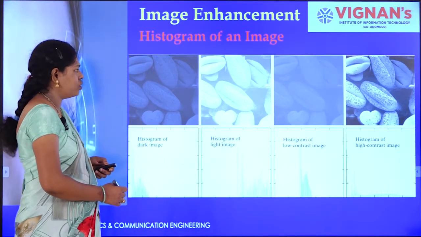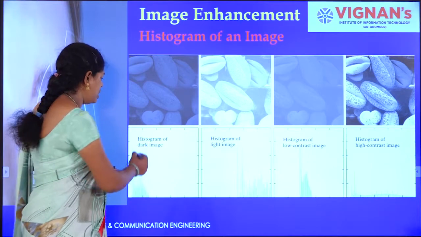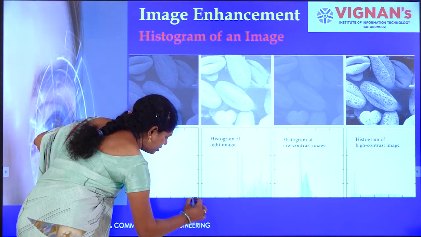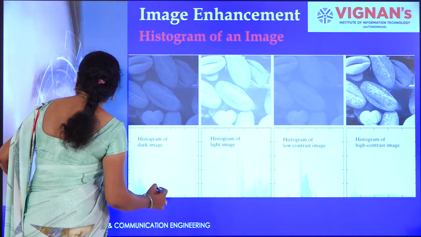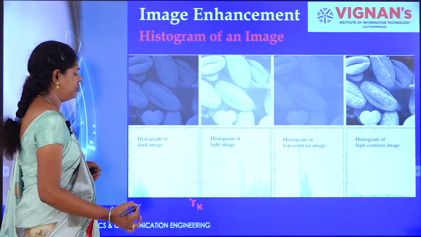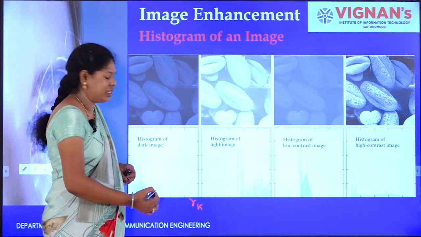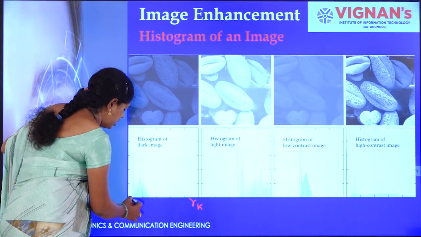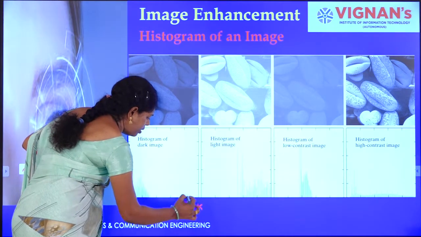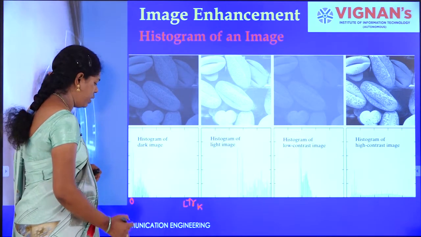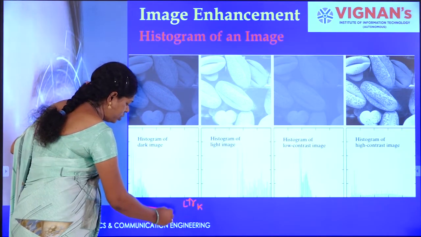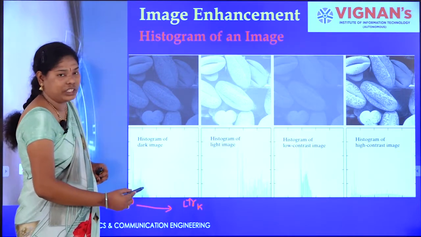Next, see the histogram of different images. A histogram is nothing but a plot where the x-axis is r_k. The x-axis is nothing but r_k, and r_k is nothing but intensity values. Already we learned that it is 0 to L minus 1, that is, 0 to the maximum value. If you are moving towards the maximum, we will get the white region.